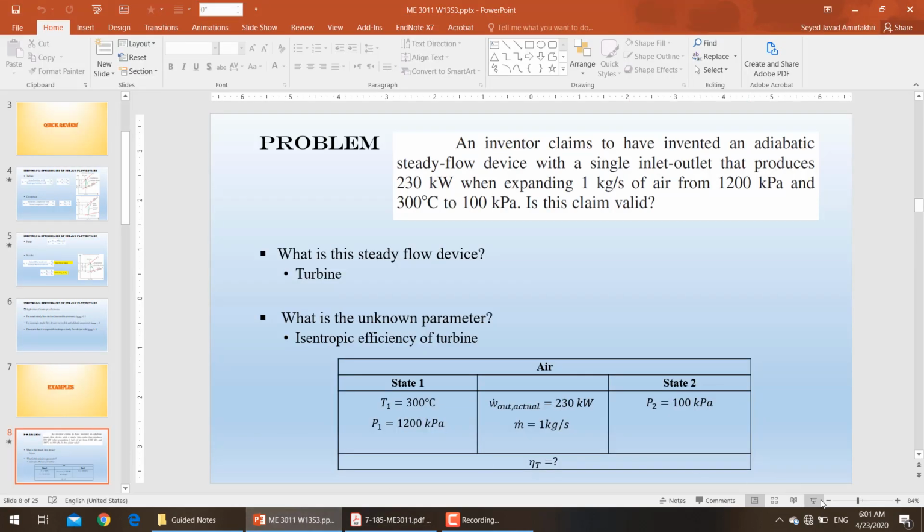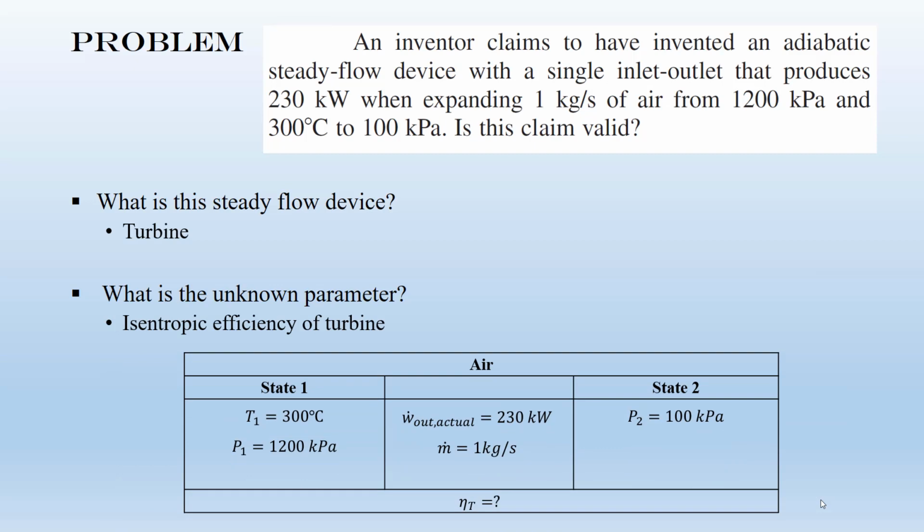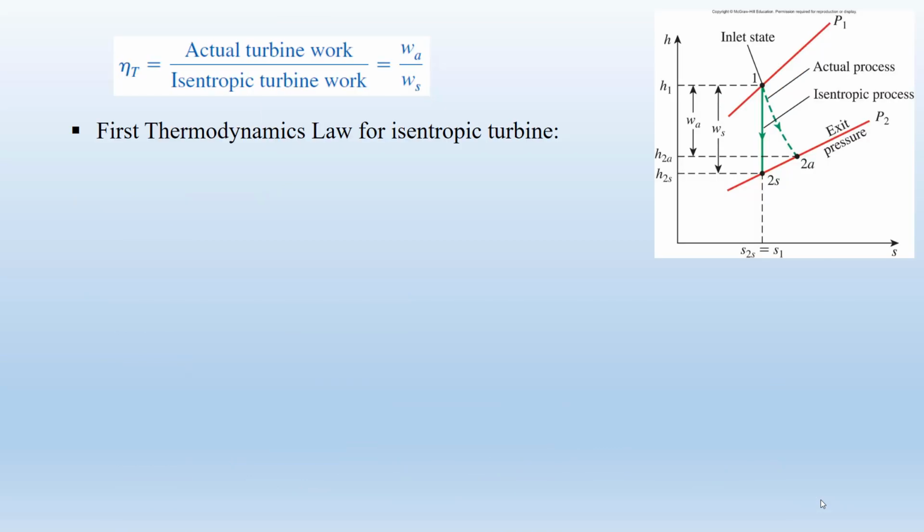Okay, so based on the definition, the isentropic efficiency of a turbine is W actual over WS. The W actual is given. You have the W actual, it's 230 kilowatt. So what do you need to do? You need to calculate the isentropic W, correct? So how can we calculate the isentropic W?